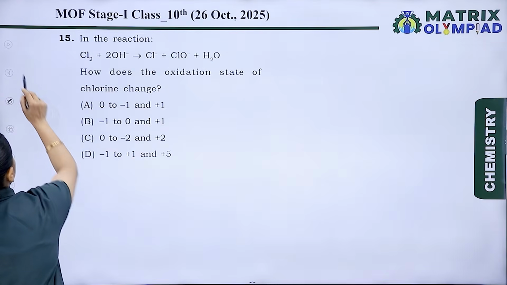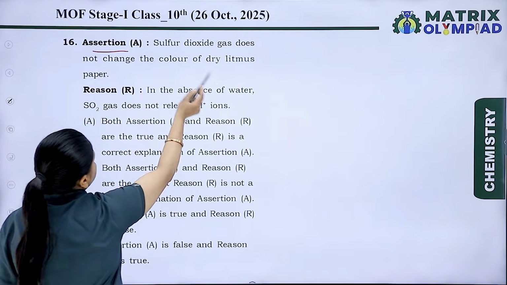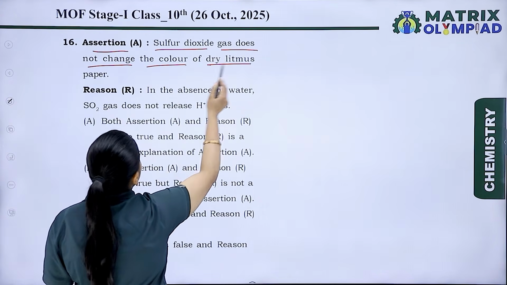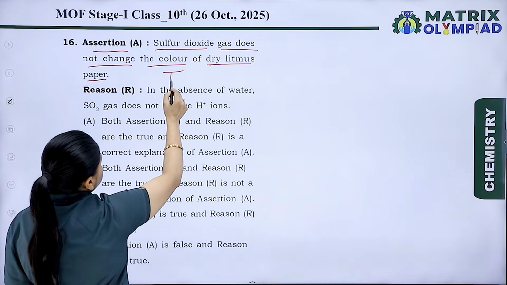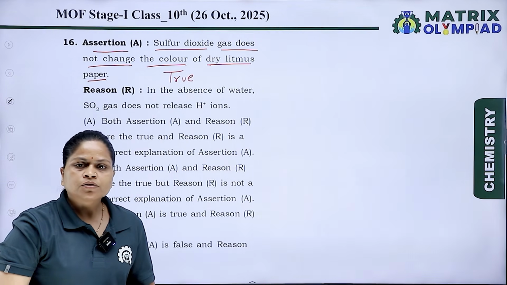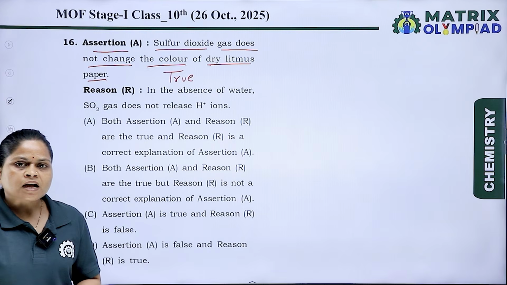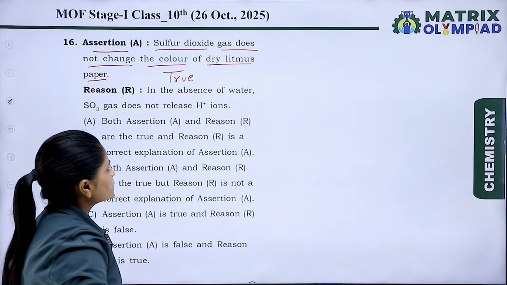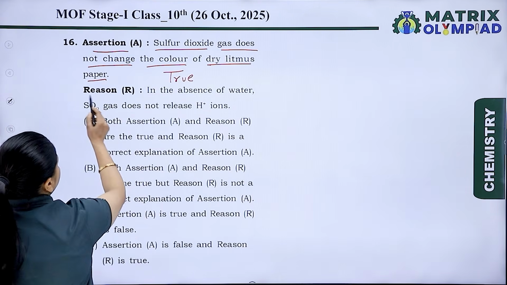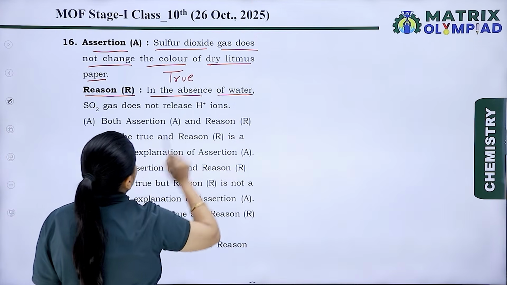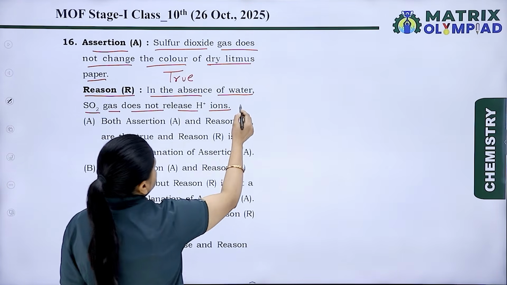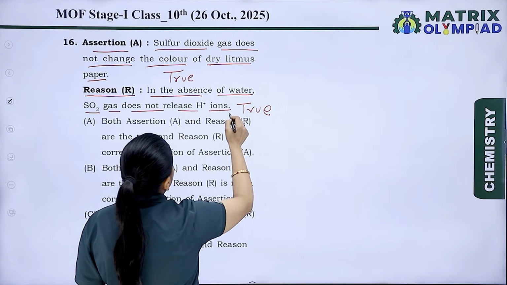Now, the next question is assertion. Sulfur dioxide gas does not change the color of dry litmus paper. Yes, this is the true statement, as we know that sulfur dioxide does not produce any H plus ion or does not form acid in the absence of water. So this is the true statement. Reason: in the absence of water, SO2 gas does not release H plus ions. Yes, this is again true and correct.